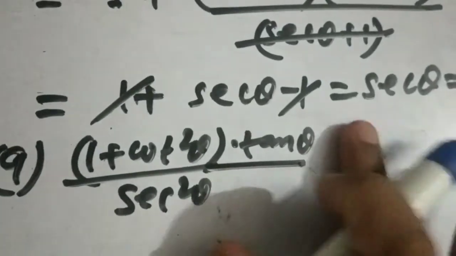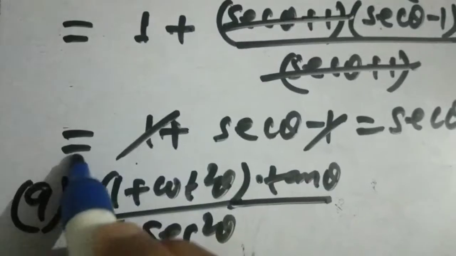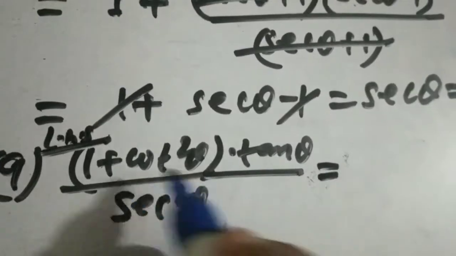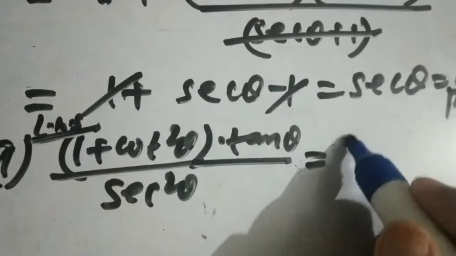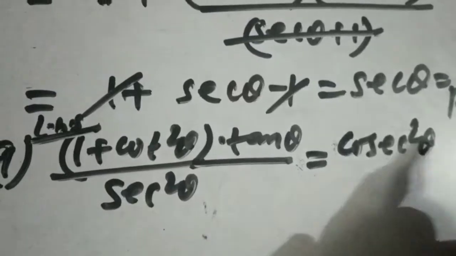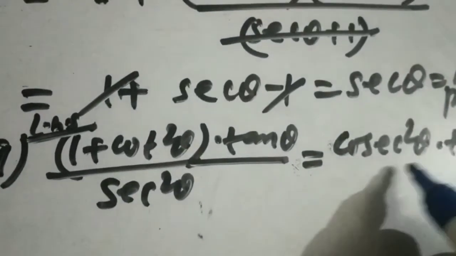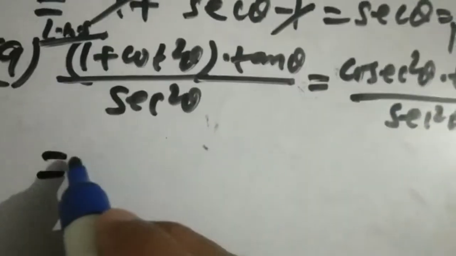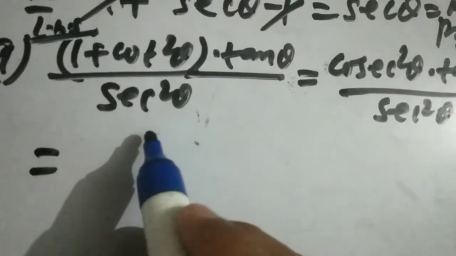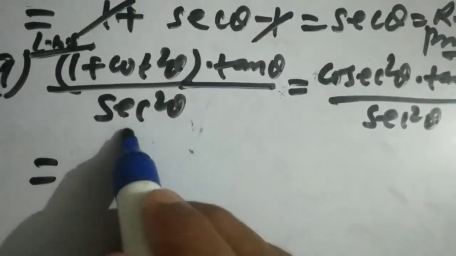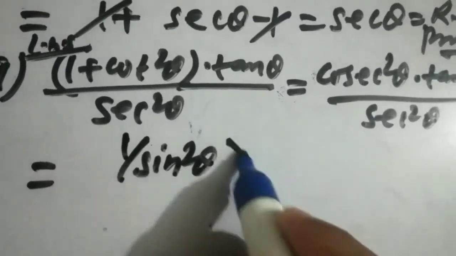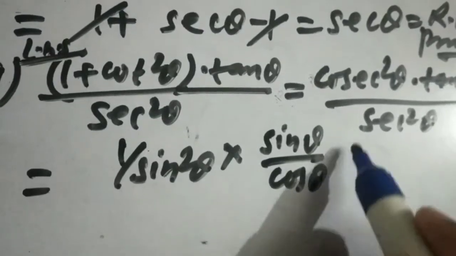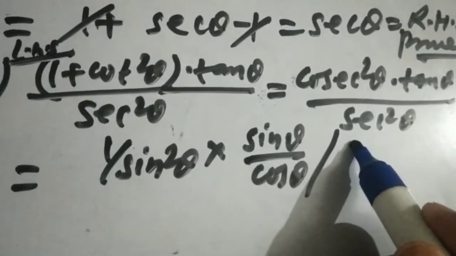Okay, then let us take it as LHS, the left hand side. Now 1 plus cot square theta, we know, is an identity which is equal to cosec square theta, so we have cosec square theta into tan theta upon sec square theta. Now cosec theta is equal to 1 upon sine, so cosec square theta will be 1 upon sine square theta, and tan theta is equal to sine theta upon cos theta, and sec theta is equal to 1 upon cos theta.